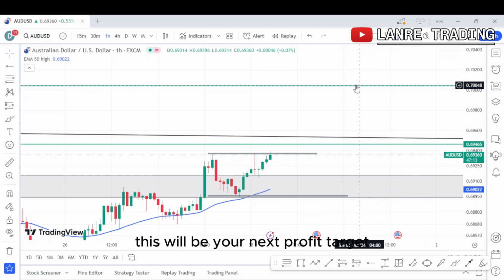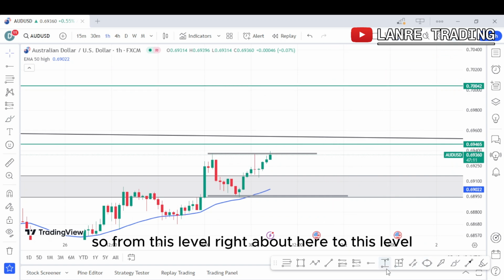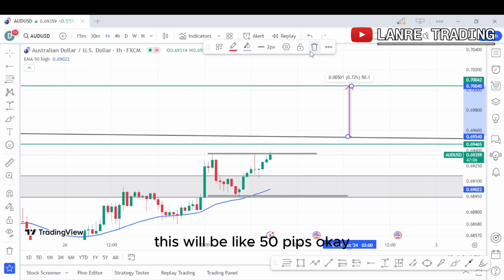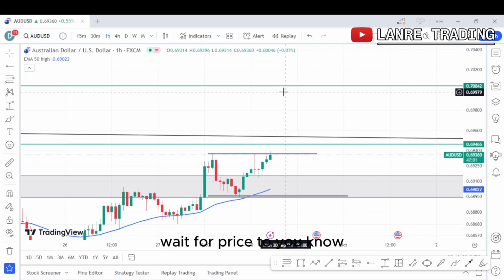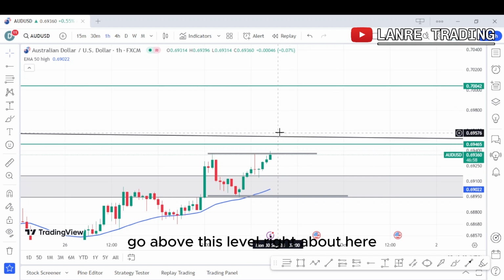Okay, let's focus on this. This will be your next profit target. So from this level right about here to this level, this will be like 50 pips. Okay, this will be your 50 pips. So before you can take advantage of this, wait for price to go above this level right about here.